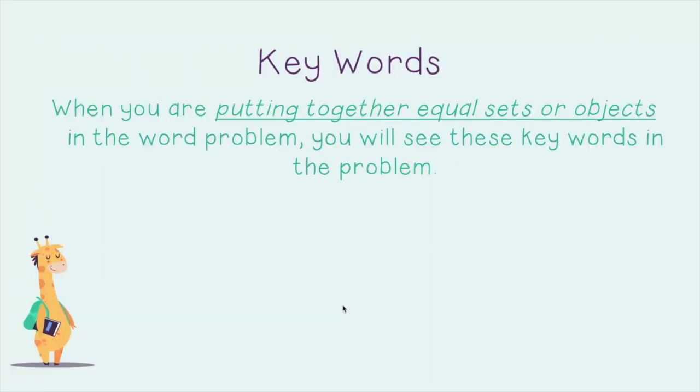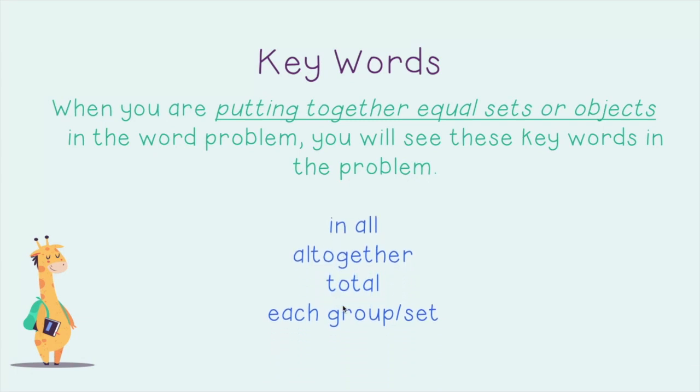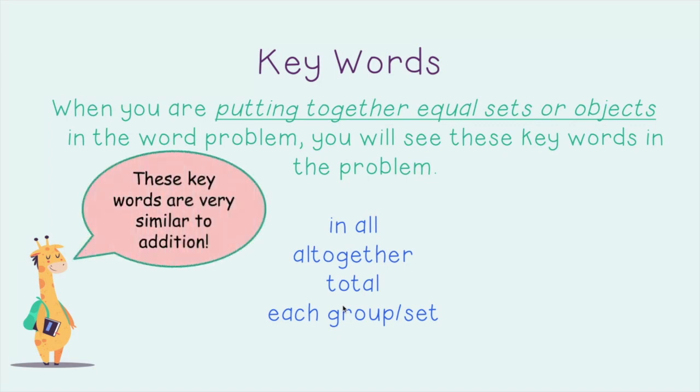Okay, so when you're putting together equal sets or objects in the word problem, you will see these keywords in the problem: in all, altogether, total, each group, or each set. So now, think about it. We've seen these words before, right? We've seen the words in all, altogether, and total. But these keywords are very similar to addition, except for the words each group or each set. That's new. Let's look at the next slide and I'll tell you why.